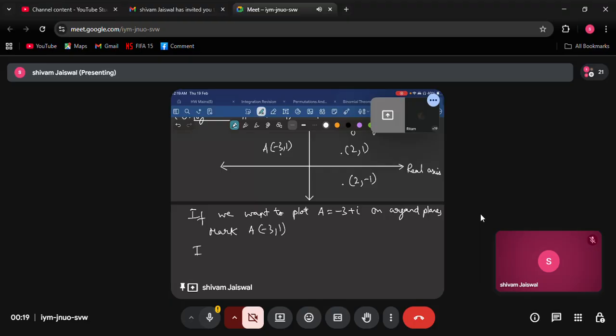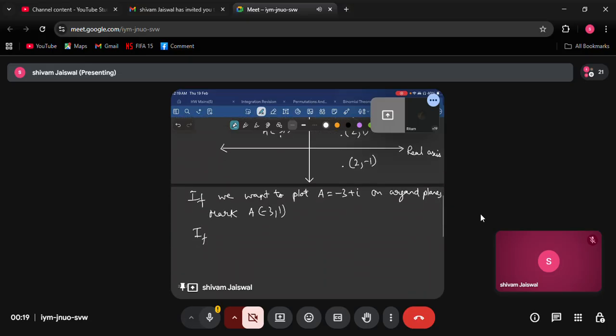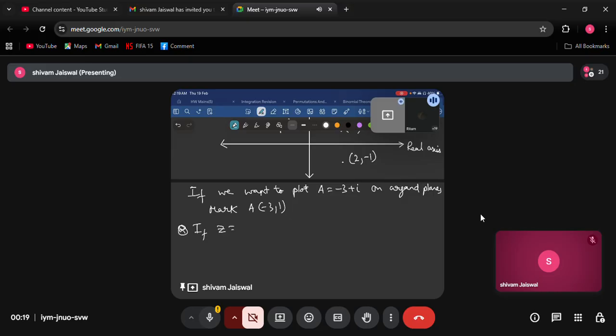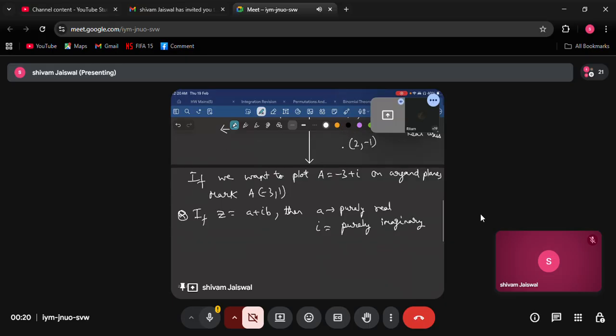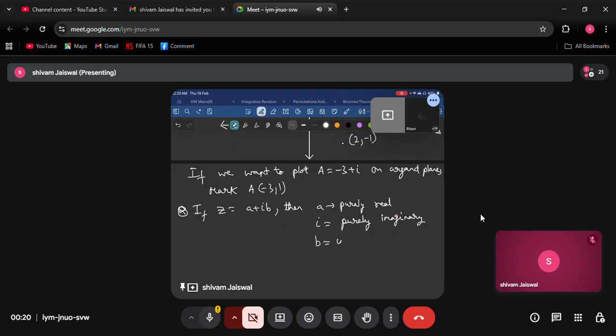Next, if z is equal to a plus iota b, then a is purely real, iota is purely imaginary, and b is the imaginary part. b is just imaginary. These are some basic terms.